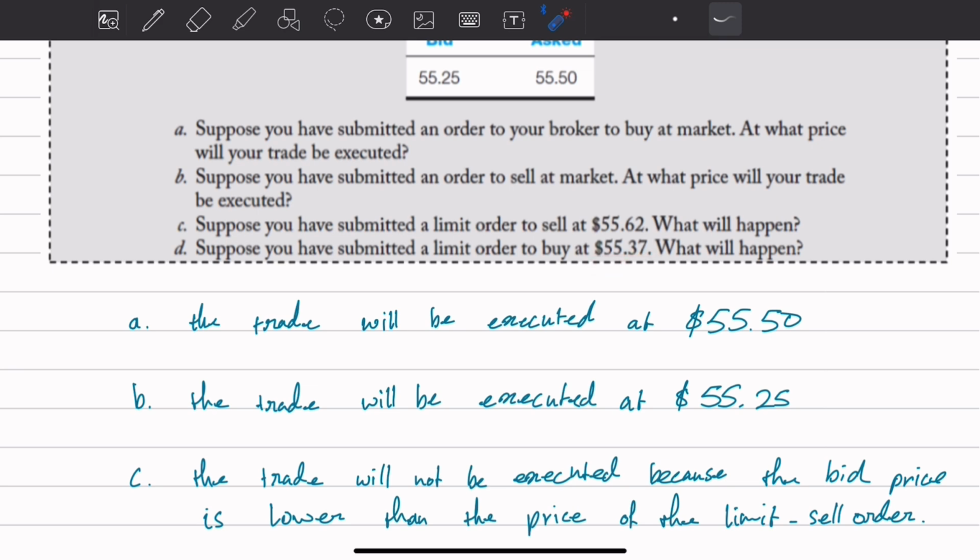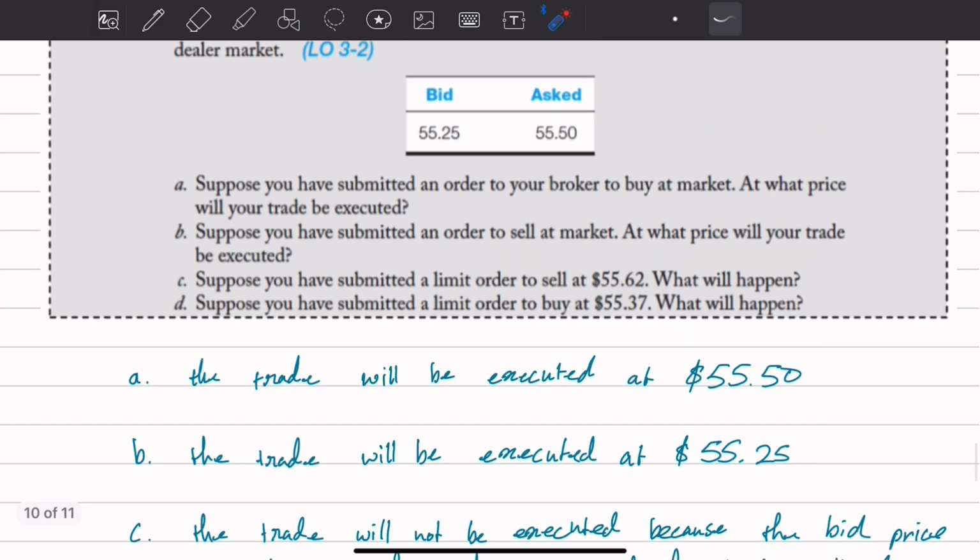So if he finds an asked price of less than this amount, let's say for $55 only, the trade will execute. But since the asking price here is higher than the price we have set in our limit buy order, that means again this trade will not be executed.